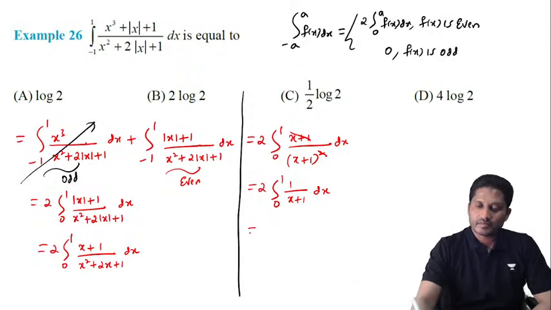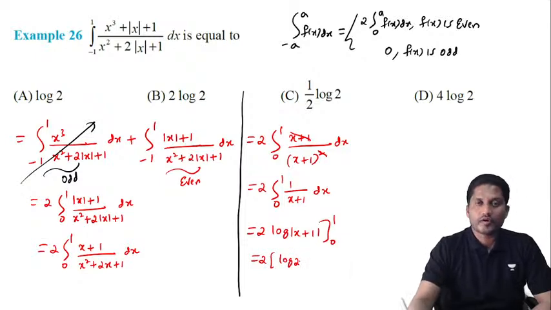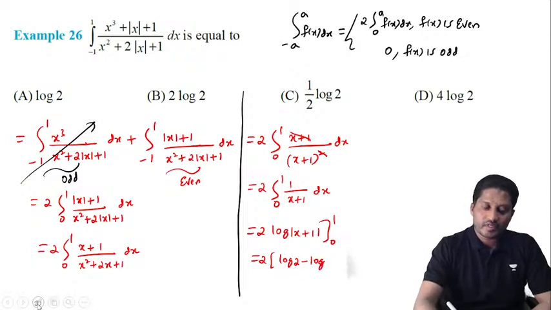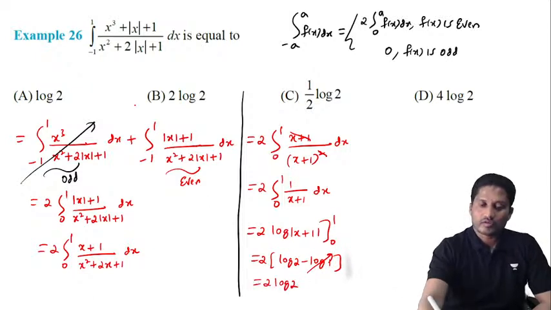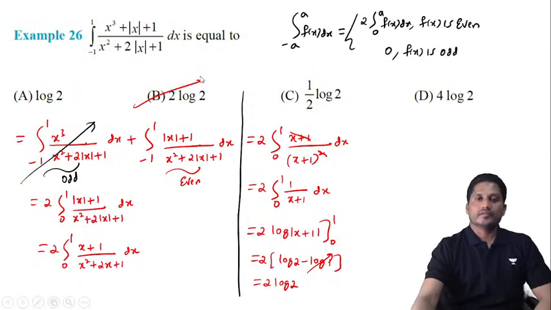So this is 2 times the integration of 1 by x, which is log x. You will get log of x plus 1 between the limits 0 to 1. If I substitute the upper limit, log of 1 plus 1, log 2, minus the lower limit, which is log 1. Log 1 to any base is 0. Answer will be equal to 2 log 2, which is option B. Alright, next question.